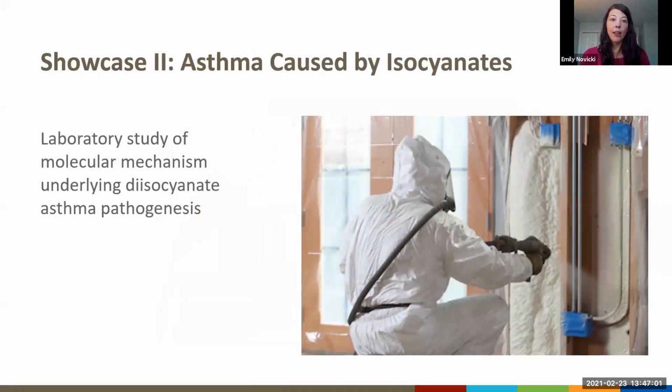Okay. And then now we're going to go on to our second showcase. So this one is asthma caused by isocyanates. And these are in spray foams, and also in the linings they spray on truck beds; those also have isocyanates. And you want to do a lab study, understanding the underlying mechanism between exposure to isocyanates and asthma. Okay, so again, we're going to start with sector and cross sector.